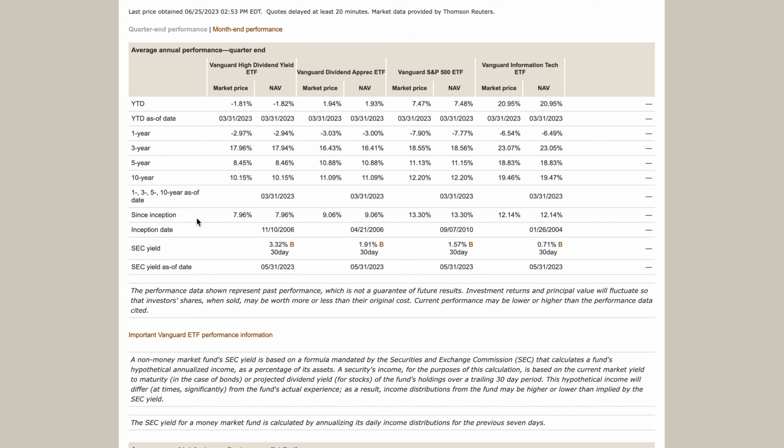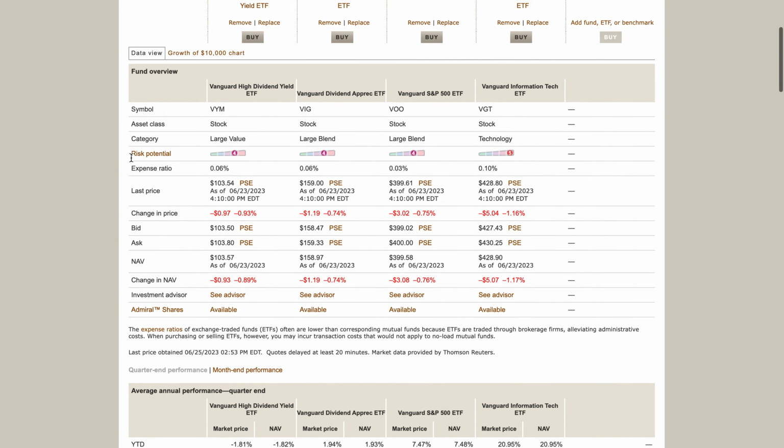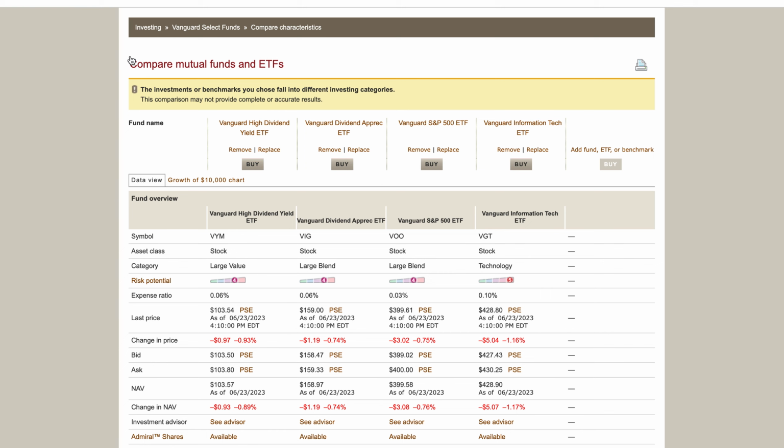There are different ETFs. So again, you can use this tool, and I would highly recommend using this tool when comparing and deciding which ETF would fit your investing goals and your investing time horizon. So that was the US side. I hope you enjoyed that.